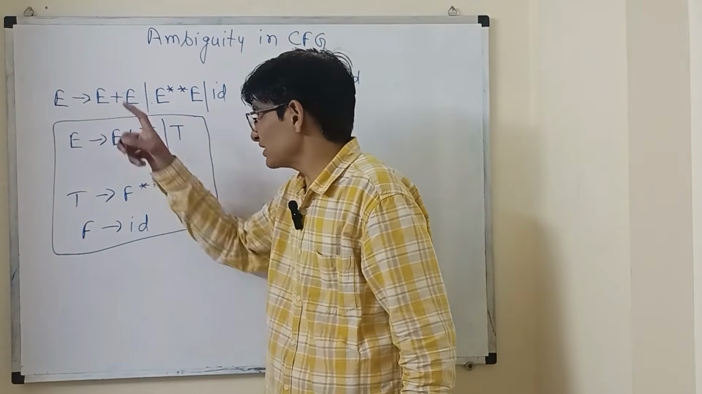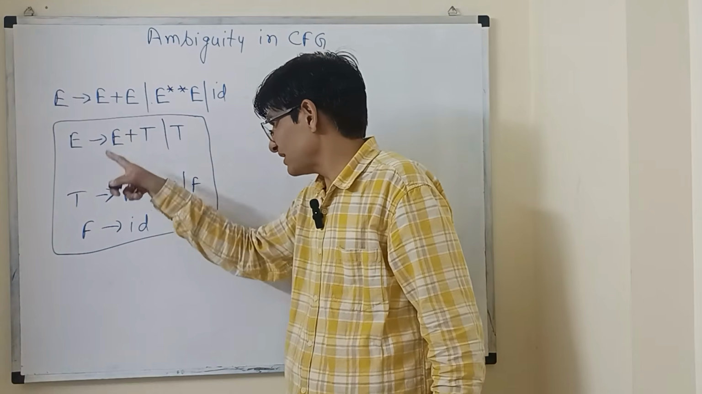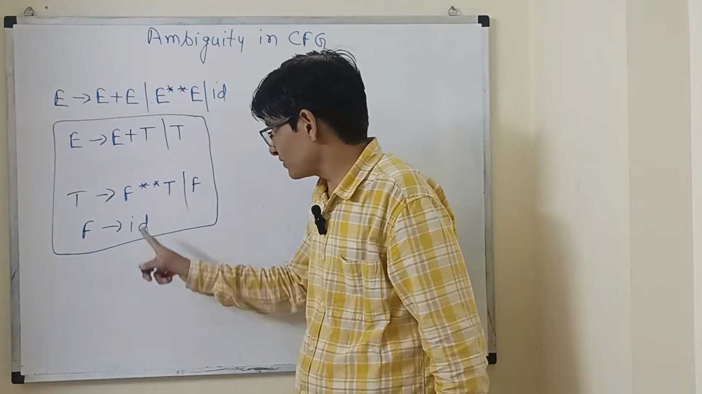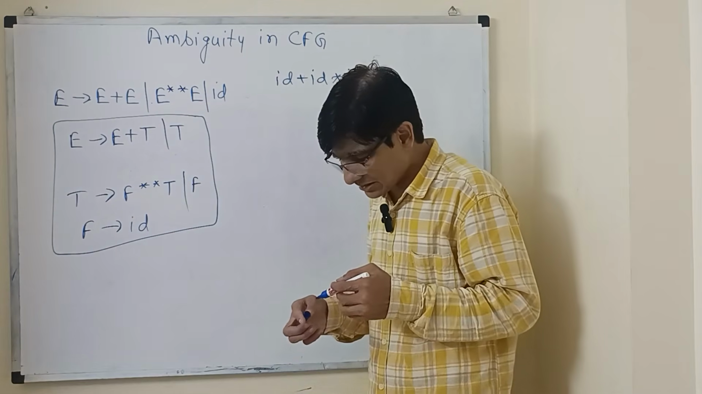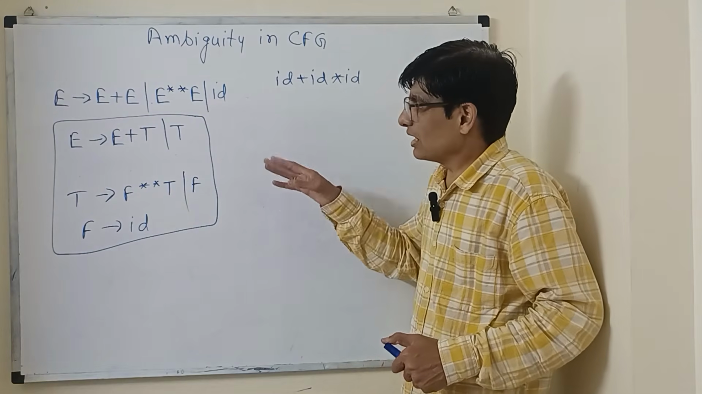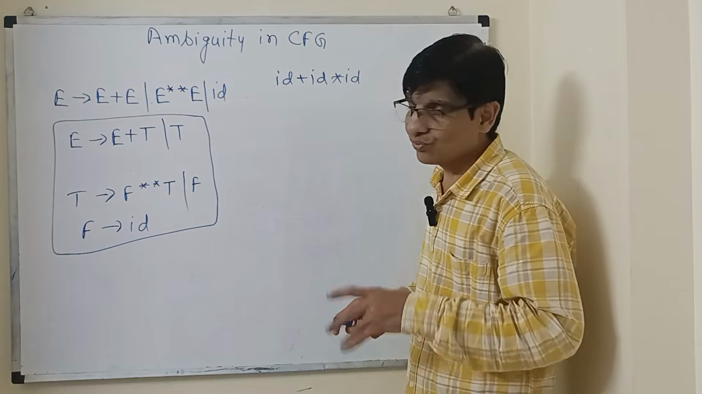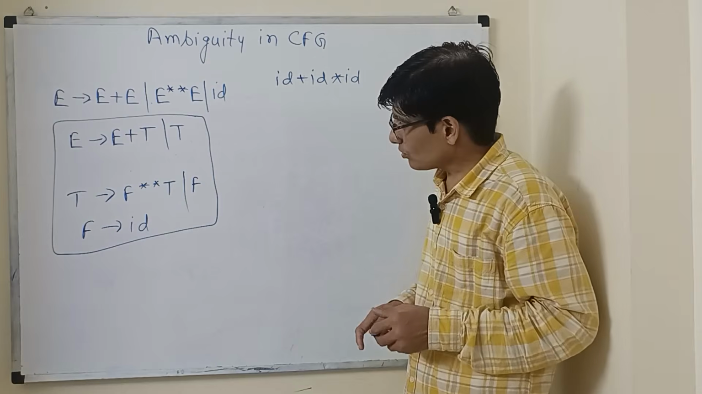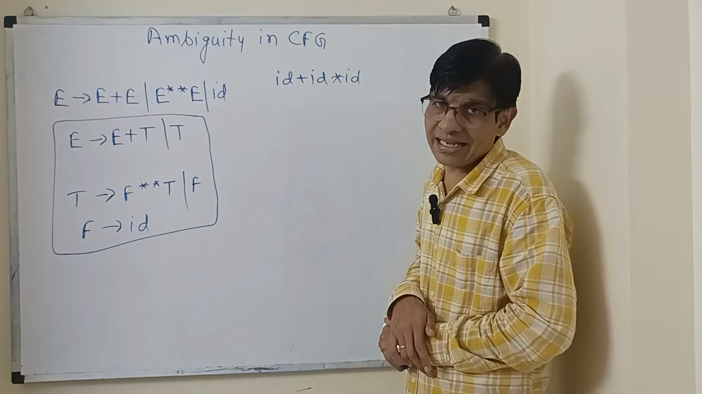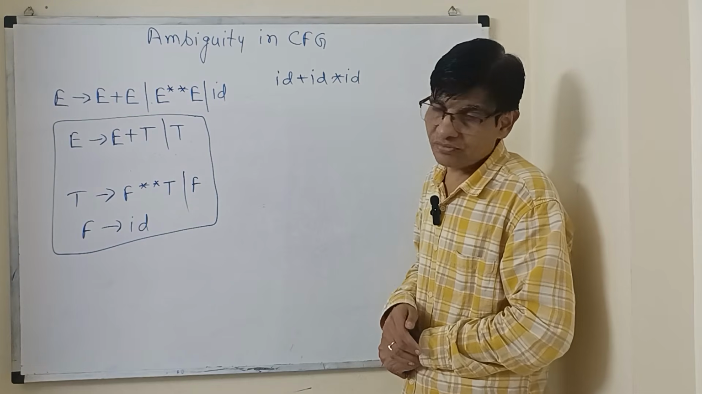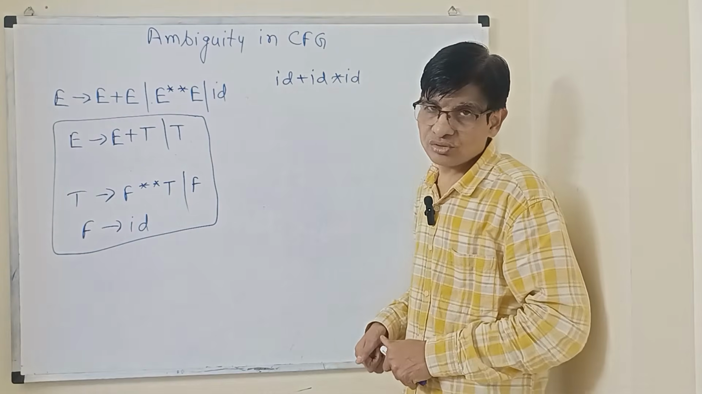So for a left associative operator, we replace the right occurrence of a variable with another variable. For a right associative operator, we replace the left occurrence of a variable with another variable. This is how we can convert an ambiguous grammar into an unambiguous one. You can take some more examples of right associative operators, such as the conditional operator in the C language. So this is also a right associative operator. I hope it is very clear to all of you.